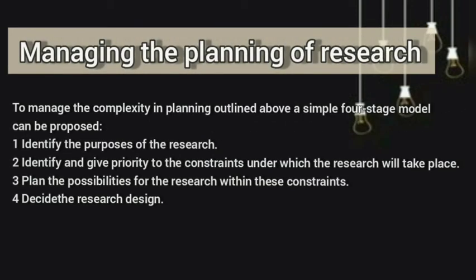The third point of this material is managing the planning of research. To manage the complexity in planning outlined above, a simple four-stage model can be proposed. First, identify the purpose of the research. Second, identify and give priority to the constraints under which the research will take place. 3. Plan the possibilities for the research within these constraints. And 4. Decide the research design.